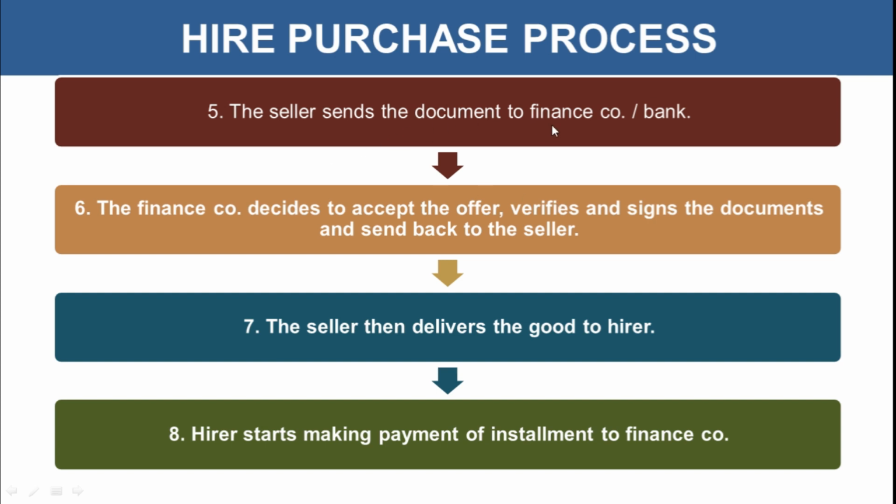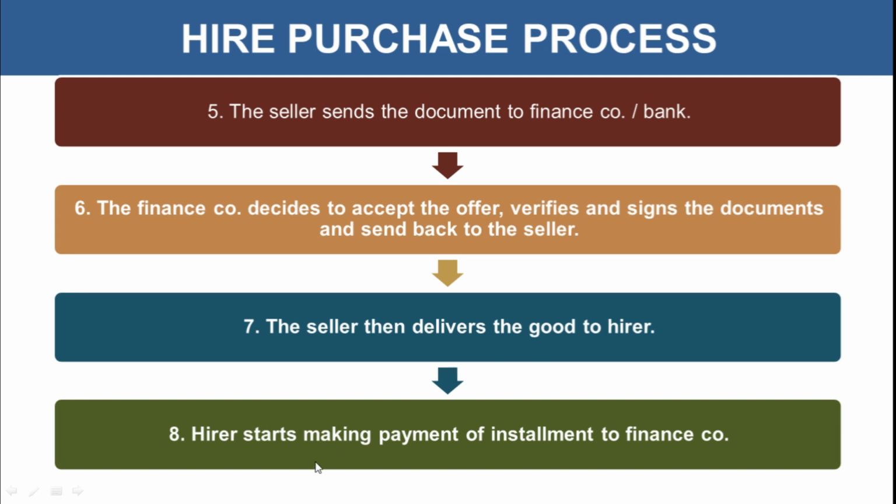Now next, the seller sends the document to finance company or bank. So whatever documents you will be submitting, which will be your identity as well as other proofs, those documents will be submitted or sent by the seller to the finance company or the bank. The finance company has a risk, so they will try to verify your document. They will accept the offer, but they will verify the documents, they will sign the documents and then send back to the seller. After this, the seller then delivers the goods to the buyer. So once the deal with the finance company is okay, it is done, then the seller will deliver the goods to the hirer or you as a buyer.